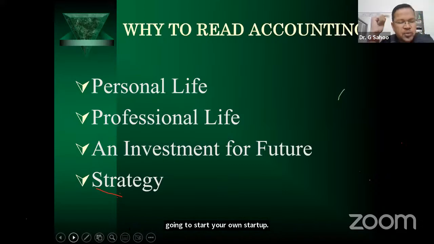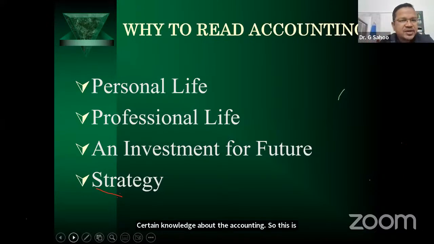Whenever you start your own enterprise or business, you must have certain knowledge about accounting, how to maintain the books of accounts, and how to maintain the various records of the business. So in order to succeed in personal life, to do business, to take up any new startup, we must acquire certain knowledge about accounting. So this is all about personal life.